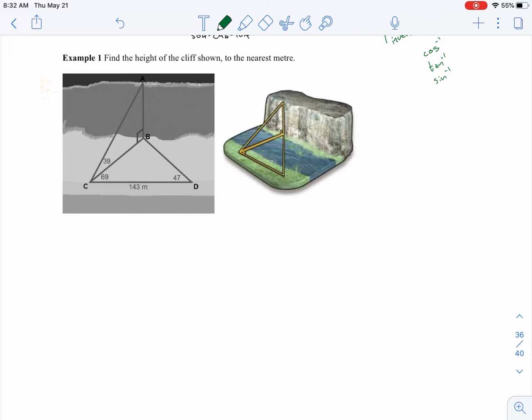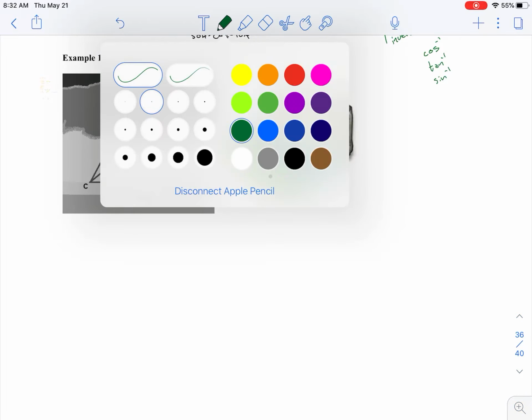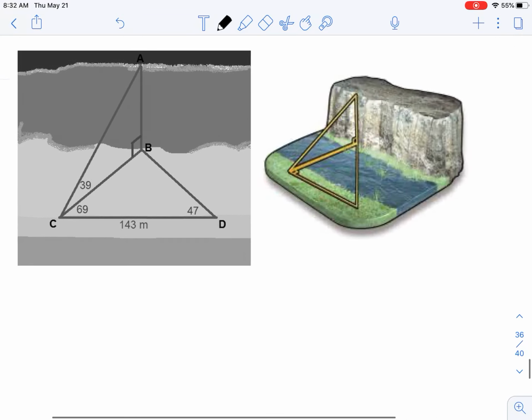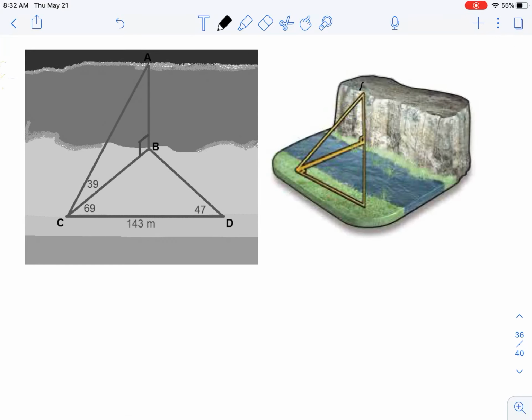On your lesson package, you don't have this extra diagram to the right. I threw in an extra diagram because the image on the left-hand side is a little confusing. The point they're trying to get across is there's a cliff, and we're trying to measure the height of this cliff. So from A to B is the height of the cliff. I'll label that H right there.